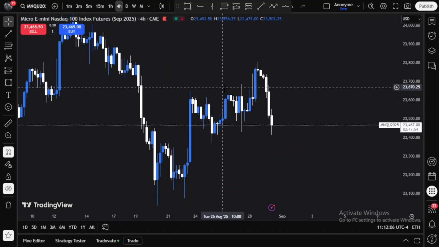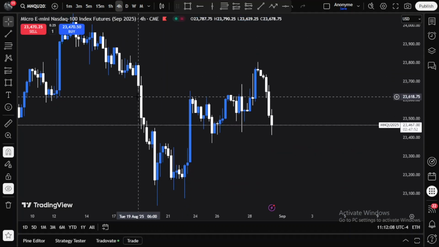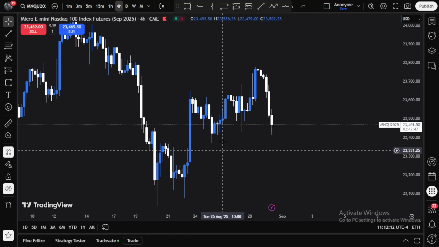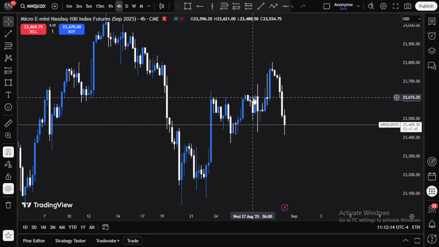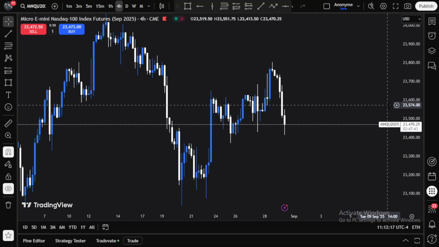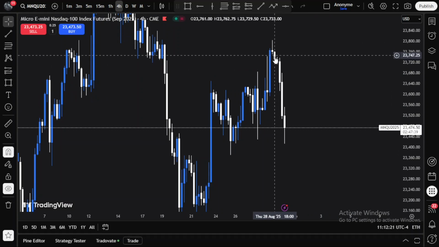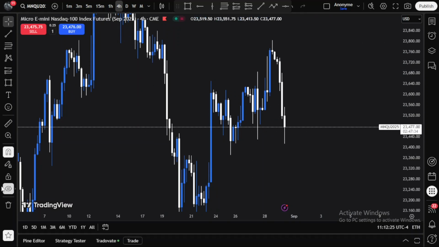On the 4 hour, I saw that we inversed this gap and we had nothing that could potentially make us go lower. I was anticipating at least to go to this gap here, which we didn't.